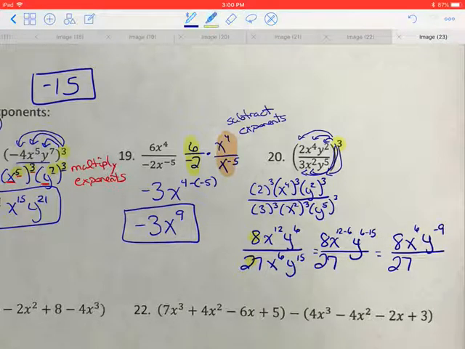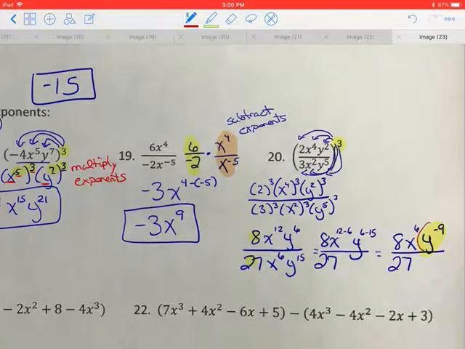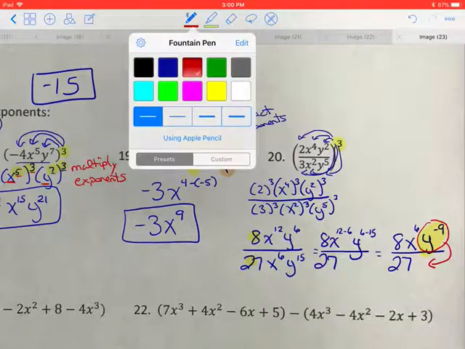Now remember, we're not allowed to have negative exponents. So we're all done except for this one little part. And what we do with a negative exponent is we take that whole piece and we're going to move it to the other part of our fraction. So in this case, the bottom.